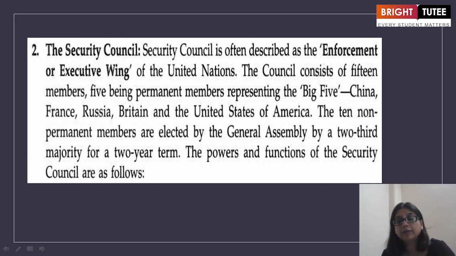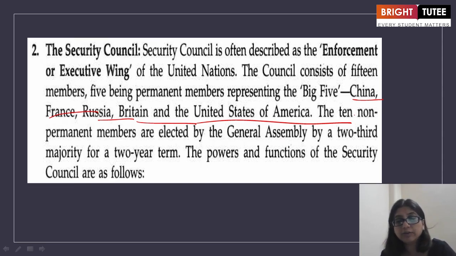Now, the Security Council. The Security Council is often described as the enforcement or executive wing of the United Nations. The Council consists of 15 members, 5 being permanent members, representing the big five: China, France, Russia, Britain, and the United States of America. The 10 non-permanent members are elected by the General Assembly by a two-third majority for a two-year term. And the powers and functions of the Security Council, let's see that also.